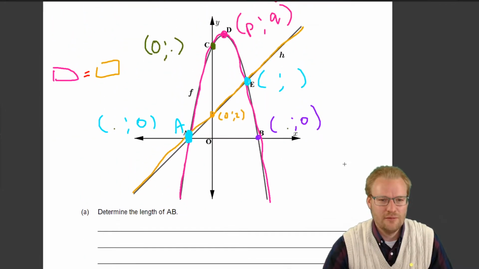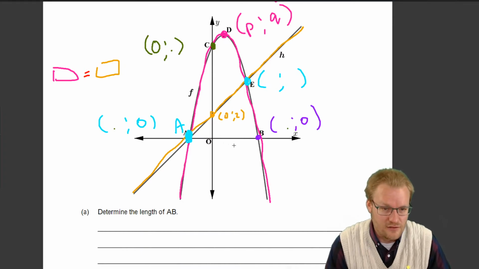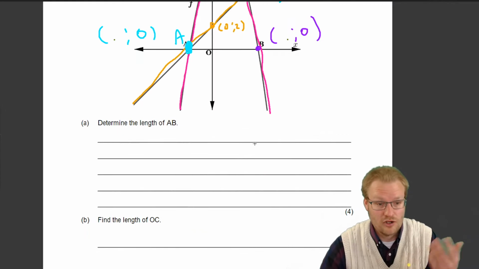Determine the length of AB. Easy, right? How do we find the length of AB? Well, we're going to find that coordinate, and we're going to find that coordinate, and then you're just going to find the difference. So let's say like that's -2 and that's 4. Well, then that whole length is 6, for argument's sake.